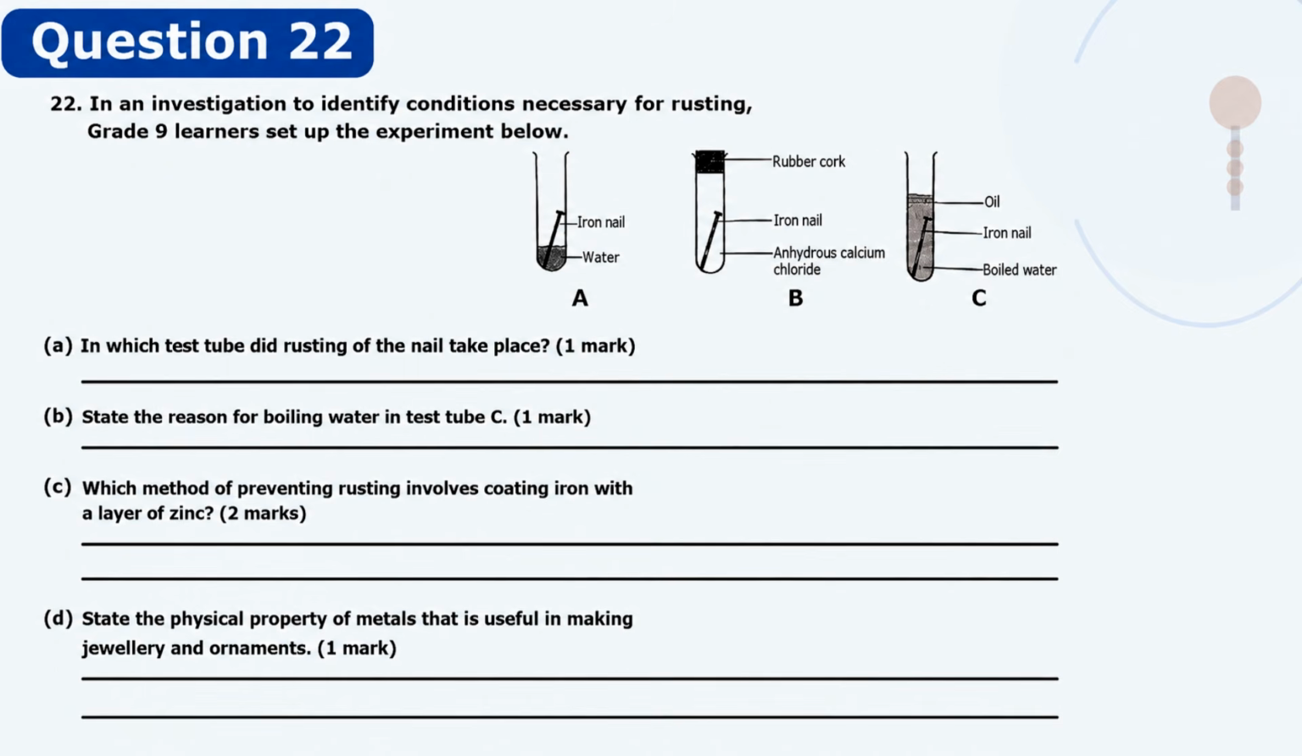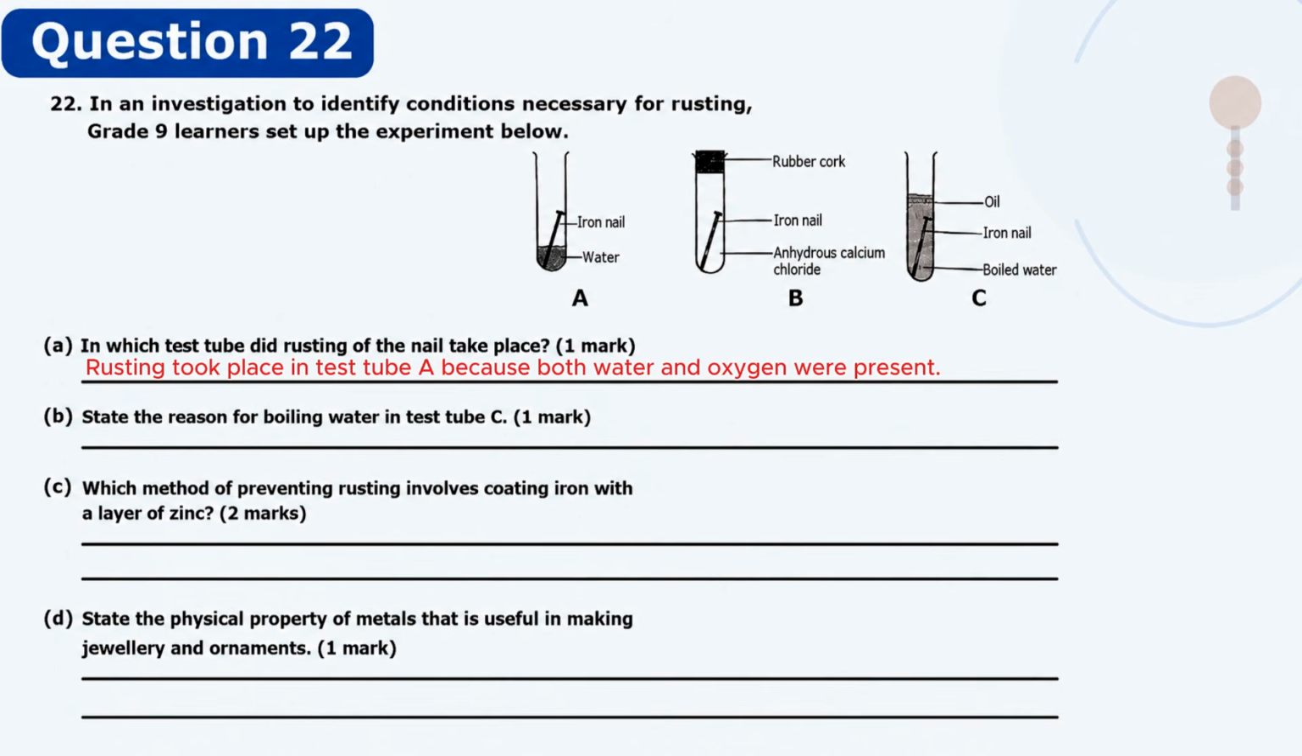Then we have the third one which has oil, an iron nail, and boiled water. Now, question A says, in which test tube did the rusting of the nail take place? Remember that the nail had access to both water and oxygen, which are required for rusting, in test tube A. Why? Because there is water and there is oxygen. And when iron is exposed to water and oxygen, rusting takes place. That is why test tube A is the correct option.